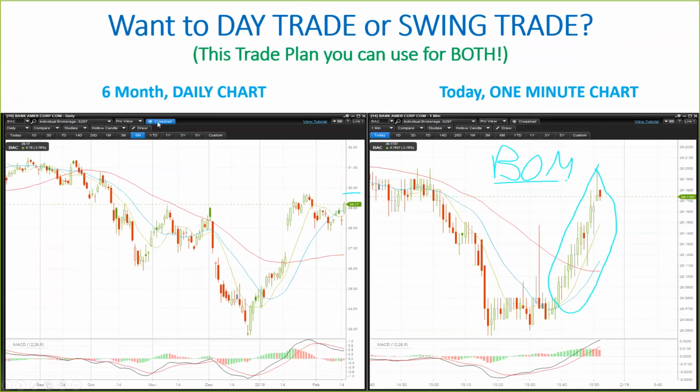Here, for example, if we want a swing trade, we're going to use the 6-month daily chart and then use our trade plan. If we want a day trade, all we have to do is switch our chart to a 1-day chart on a 1-minute time frame. And then again, we're following our trade plan. Here's Bank of America. On the left is the swing chart. On the right is the day trading chart.